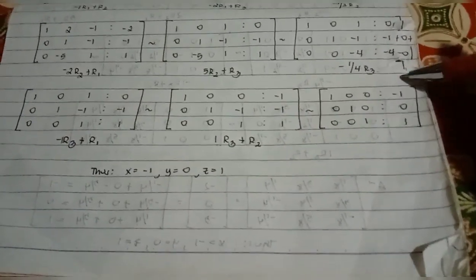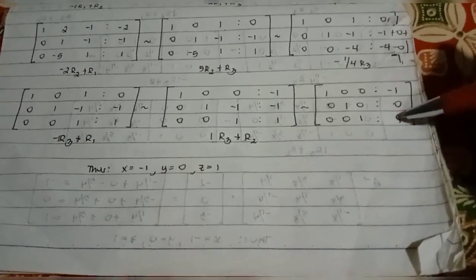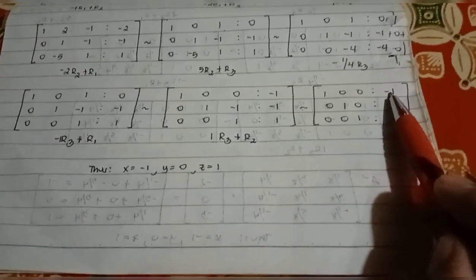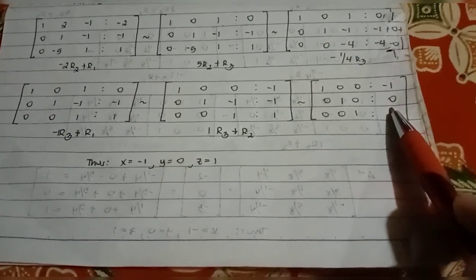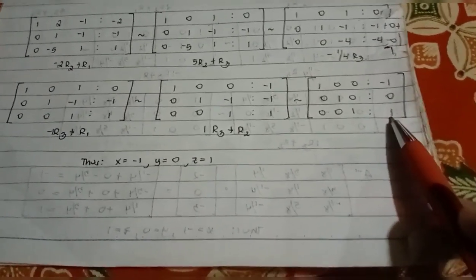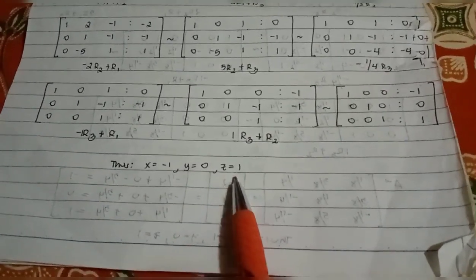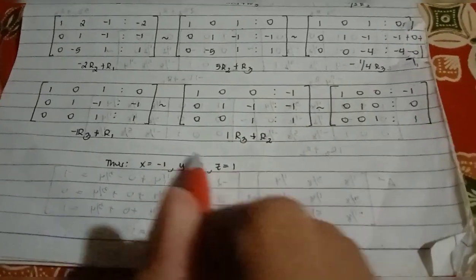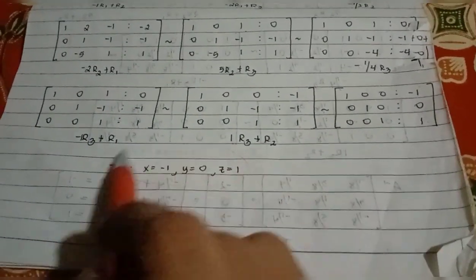As you can see on the right side, these are the values of x, y, and z. The value of x is negative 1. The value of y is equal to 0. And the value of z is 1. Thus, x is equal to negative 1, y is equal to 0, and z is equal to 1. Therefore, it is a consistent solution using the Gauss-Jordan method.